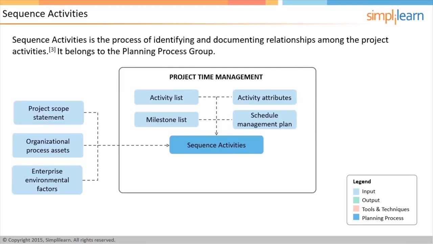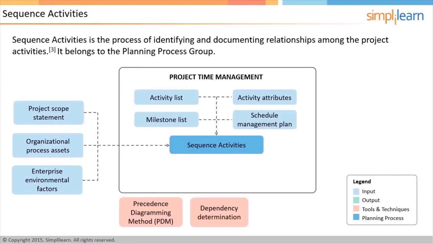One of the important tools and techniques used in sequencing activities is the precedence diagramming method. In this method, the activities are drawn on a network diagram and all the different kinds of dependencies between the activities are determined. While determining activity dependency, it is important to identify the type of relationship or dependency between the activities. The other technique is leads and lags, which is widely used for sequencing activities.